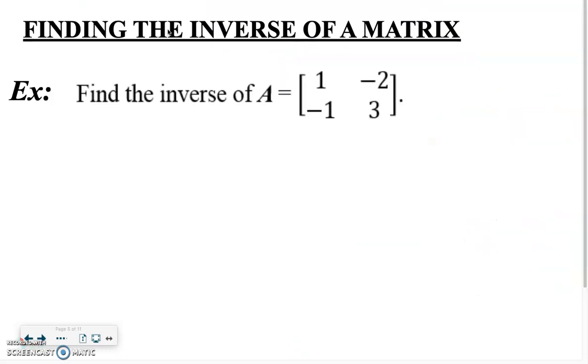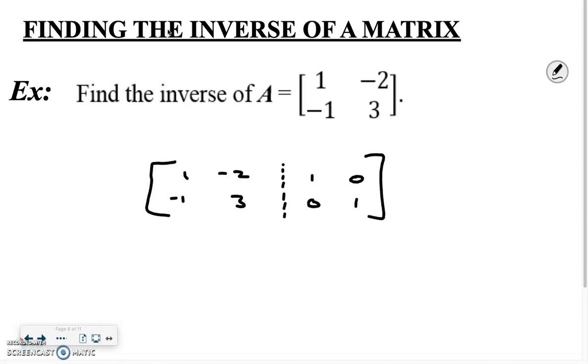So here we have matrix A. First step, it says, is to take matrix A, 1, -2, -1, 3, and augment with the identity, 1, 0, 0, 1. All right, is everybody with me so far?